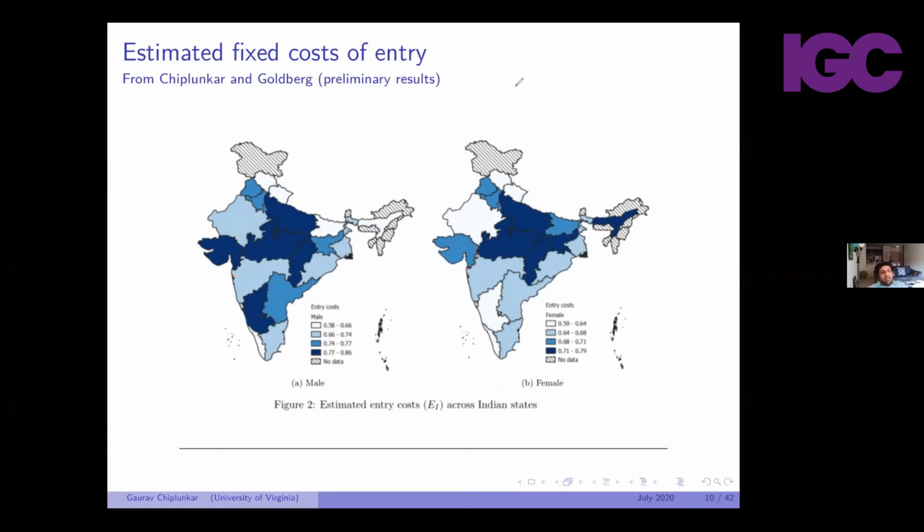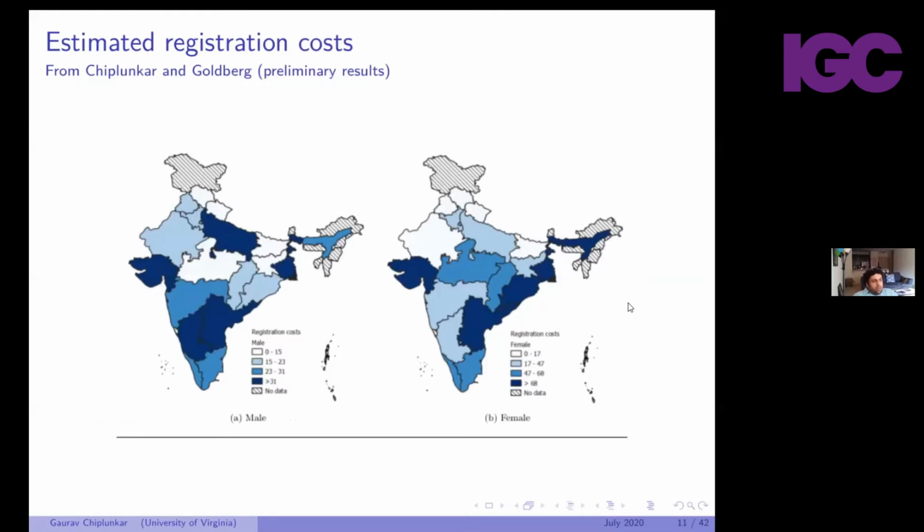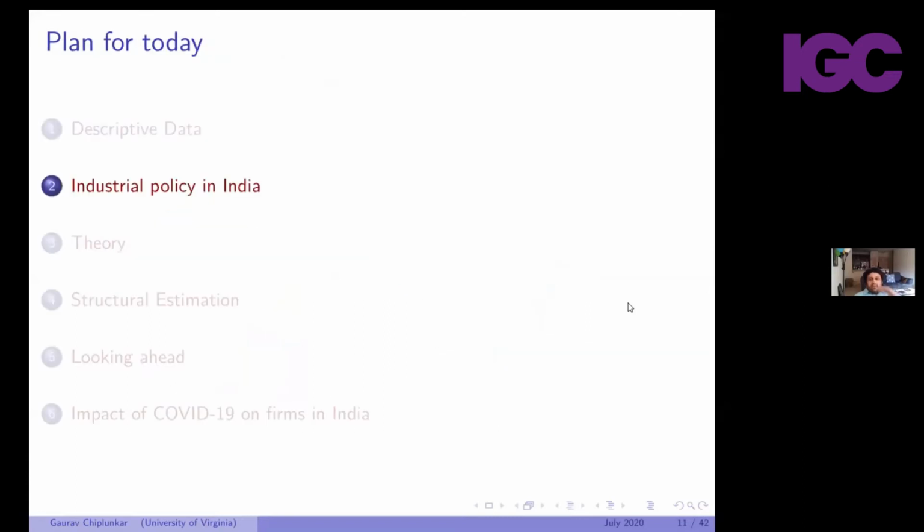But that's the power of modeling, and we'll come to discussing a little bit about modeling. This is just to give you a flavor of how economic theory can help guide you through some of these modeling decisions. So that sets a broad stage in terms of what the firm distribution looks like across different sectors, across gender, in terms of entry and registration costs.